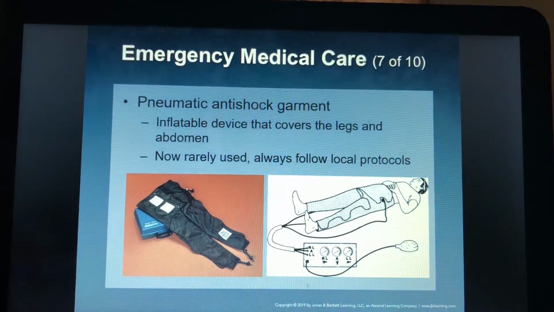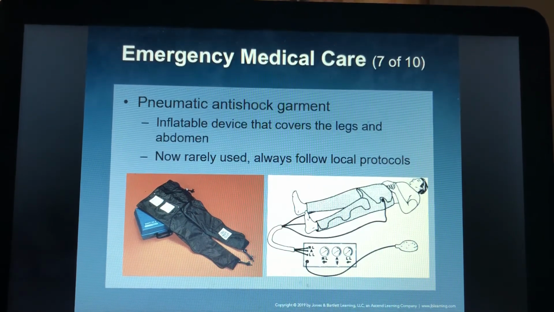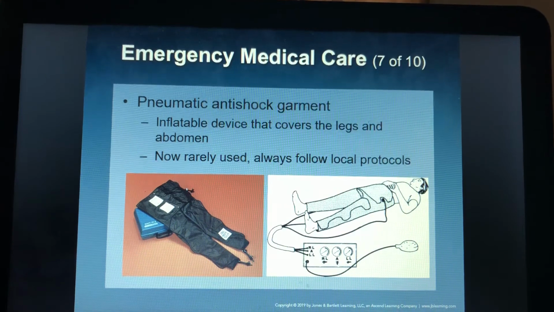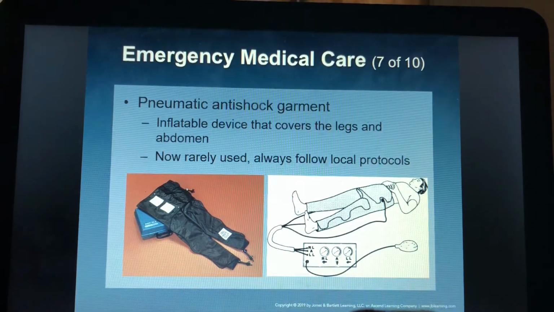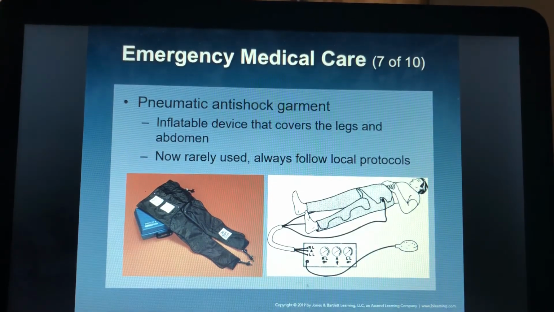Mass trousers, also known as the PASG, the pneumatic anti-shock garment. These are not used in Georgia. We do have to check off on these. I will probably just show you how they work, and then we'll call it good.